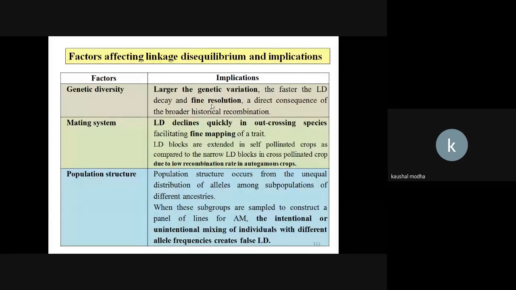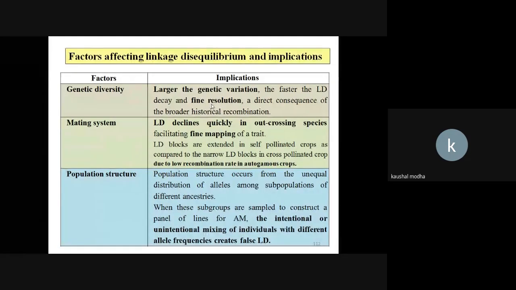many historical recombinations you are considering. So considering genetic diversity, if you are only studying 50 to 100 germplasm lines, then historical recombination events would be less as compared to studying a 200 or 400 diverse collection. When you consider a 400 diverse collection, definitely the number of historical recombinations you are considering are more. So we get fine resolution. So the more the diversity, the better is the resolution considering LD mapping.